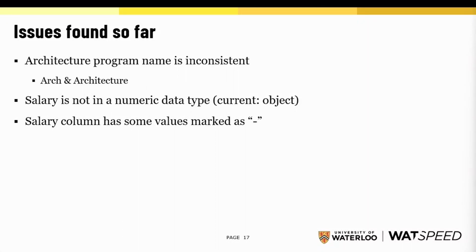Welcome back. Let's take a look at the issues we've found so far. We've found that the architecture program name is inconsistent. Our salary data is not in a numeric data type. And our salary column has some values that are marked as a dash. These are the three major problems that we will need to solve before we can run a regression analysis. Let's start with the first.